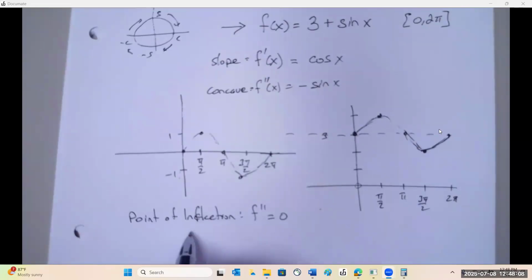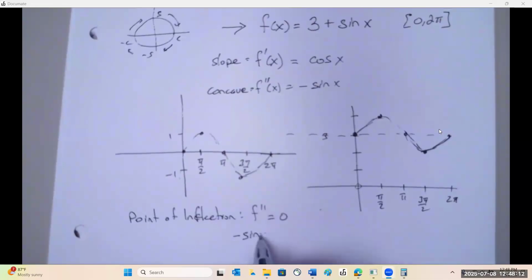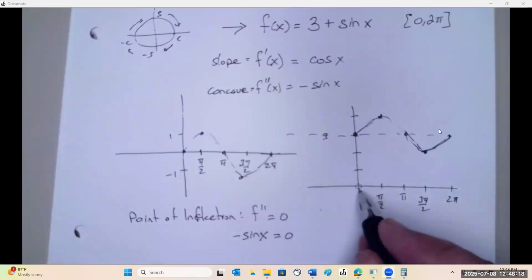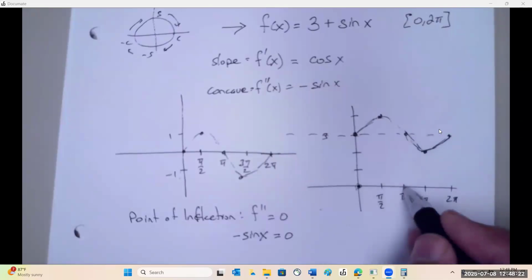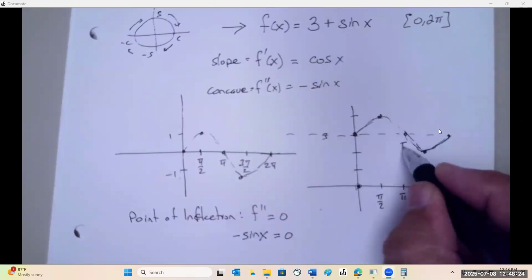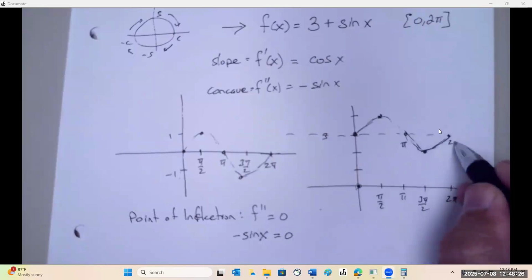So our second derivative is negative sine x. It equals 0 where? It equals 0 at 0. It equals 0 at pi and at 2 pi.